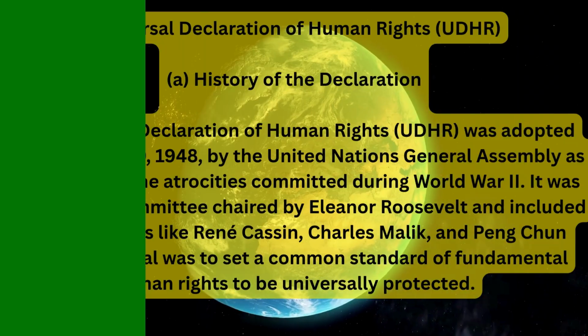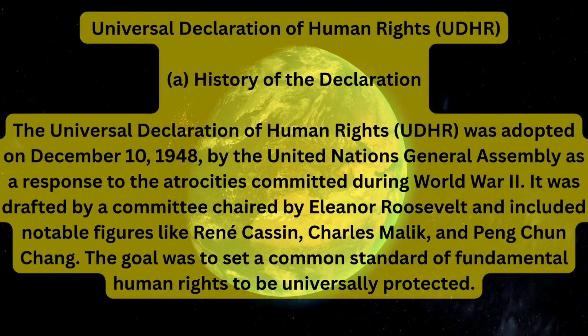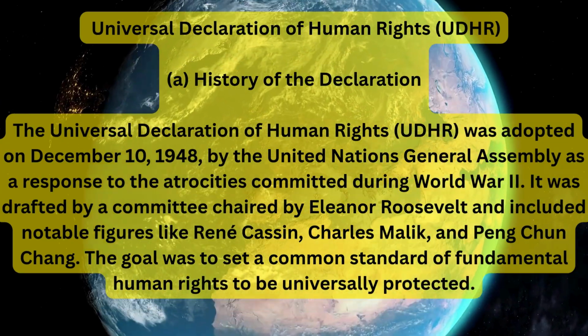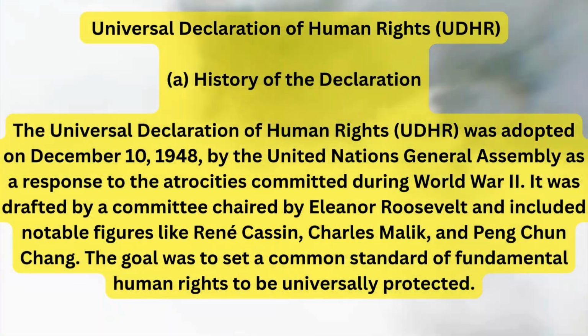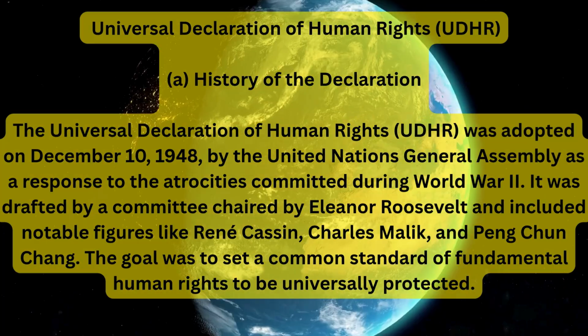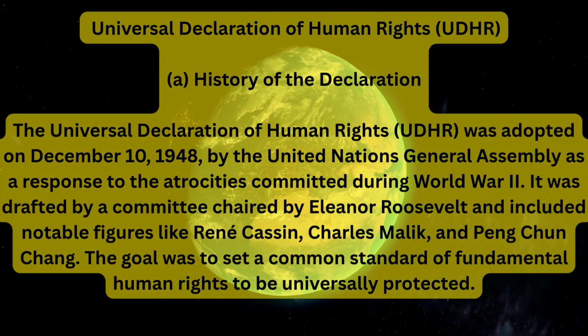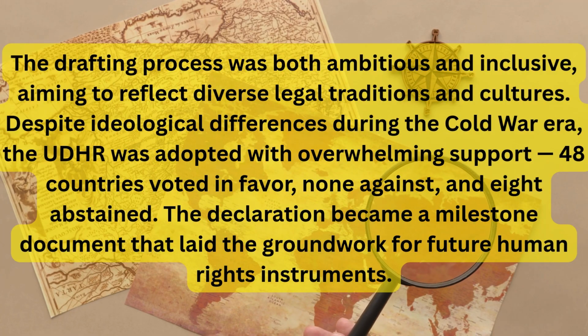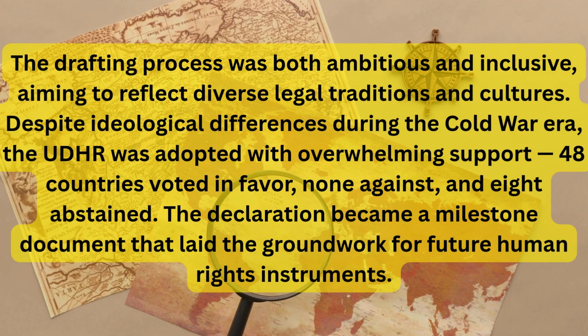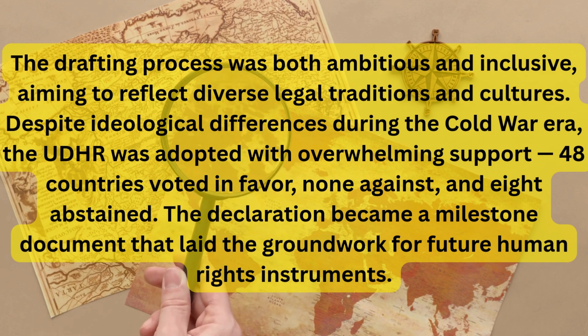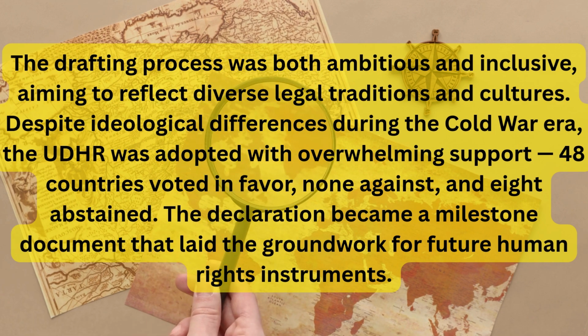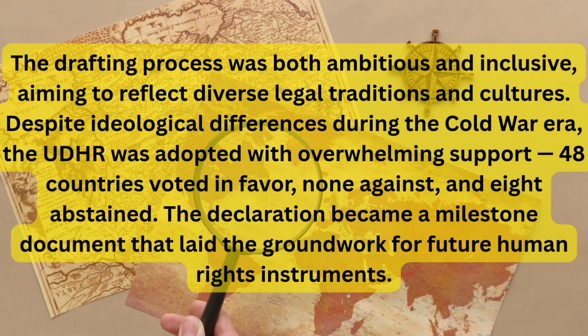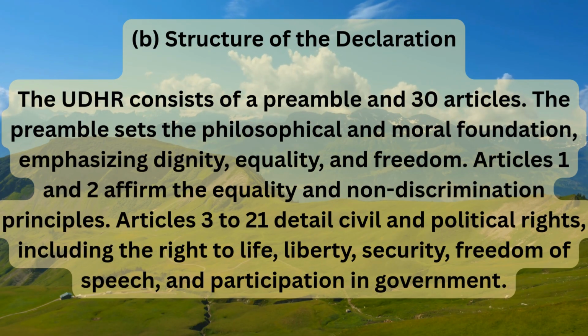History of the Declaration. The Universal Declaration of Human Rights, UDHR, was adopted on December 10, 1948, by the United Nations General Assembly as a response to the atrocities committed during World War II. It was drafted by a committee chaired by Eleanor Roosevelt and included notable figures like René Cassin, Charles Malik, and Peng Chun-Chang. The goal was to set a common standard of fundamental human rights to be universally protected.